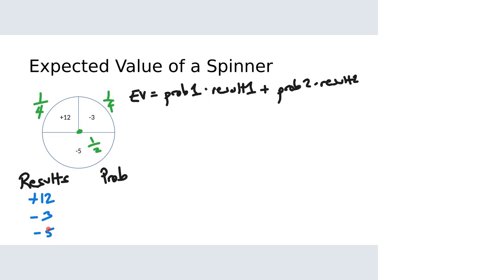And the probabilities that go with those: the probability of winning 12 is the probability that the spinner actually lands there. That's 1/4. Probability that I lose 3 is the probability the spinner lands there. That's 1/4. And the probability that I lose 5 is that 1/2 down there. But instead of 1/2, I'm going to write this as 2/4 because with these expected value problems, it's nice when they all have the same denominator.